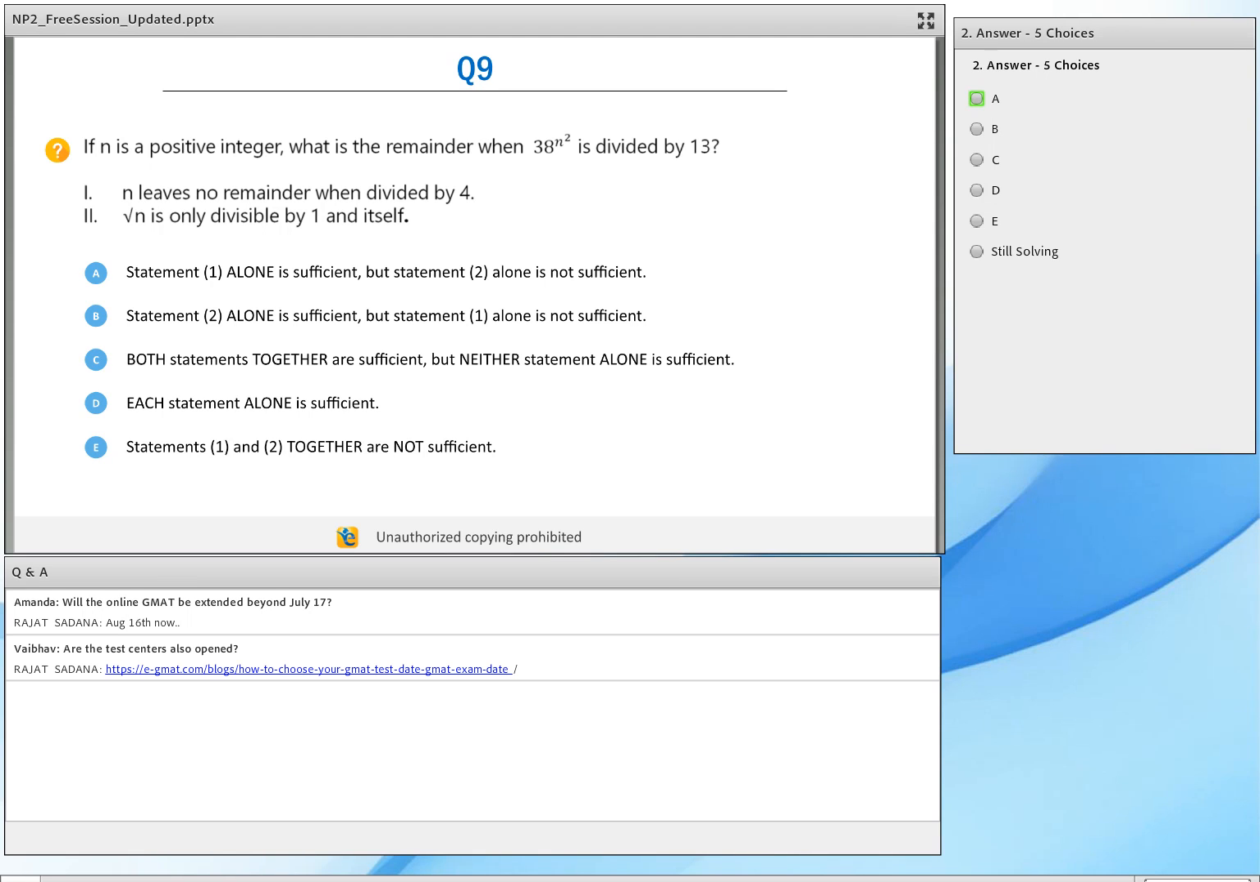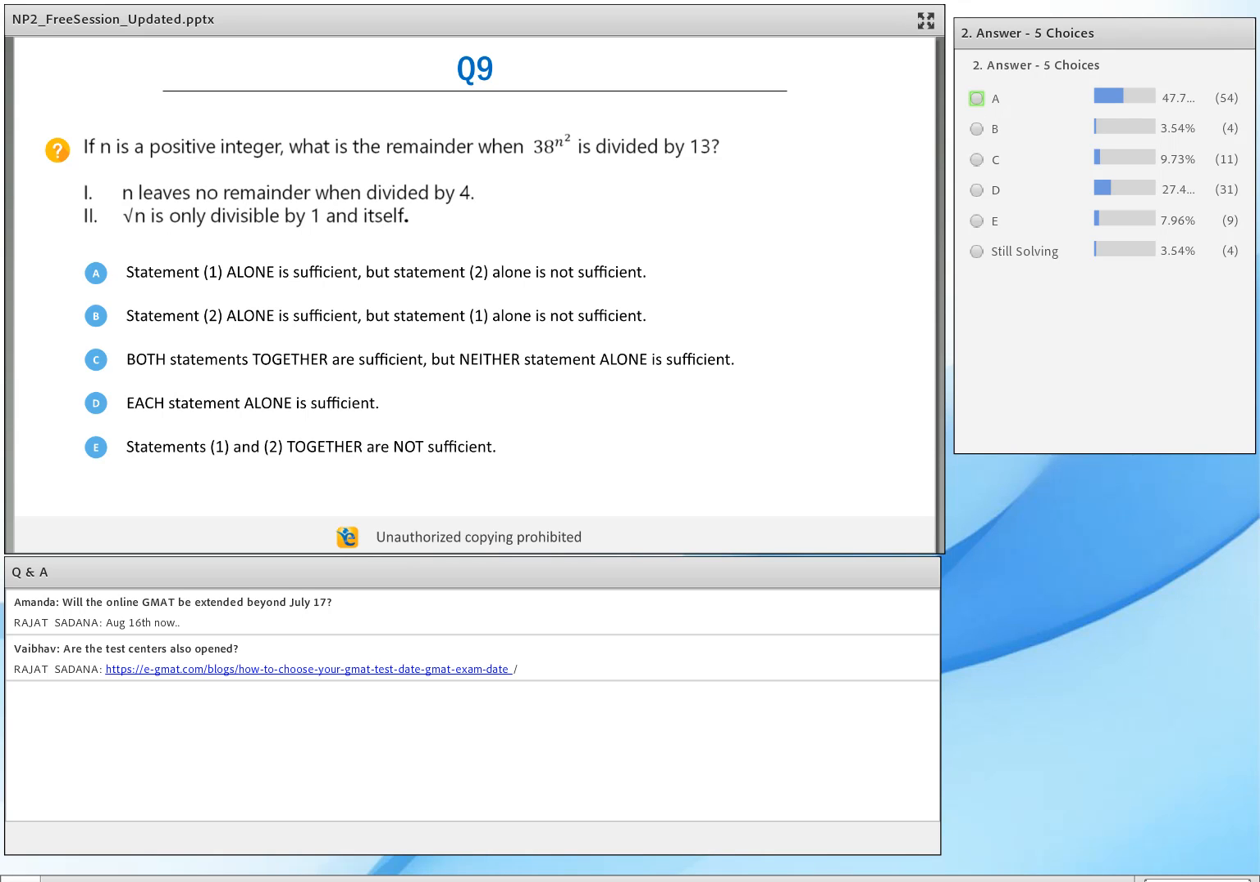All right, 3, 2, and 1. Let me end the poll and broadcast the result. Okay, much better result than what we had last time. Let me not jump the gun here. Let's see what was the result last time. If I remember correctly, choice A was the correct answer.